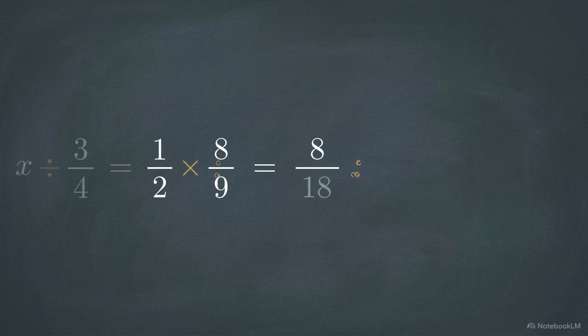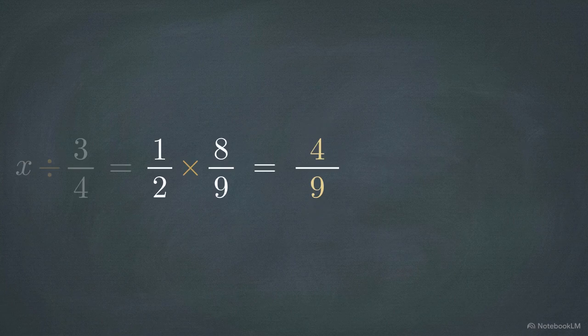Now we just multiply the numerators and denominators. Up top, 1 times 8 is 8. On the bottom, 2 times 9 is 18. We are left with 8 over 18. Both 8 and 18 are even numbers, which means we can divide them both by 2 to simplify the fraction. 8 divided by 2 is 4, and 18 divided by 2 is 9.